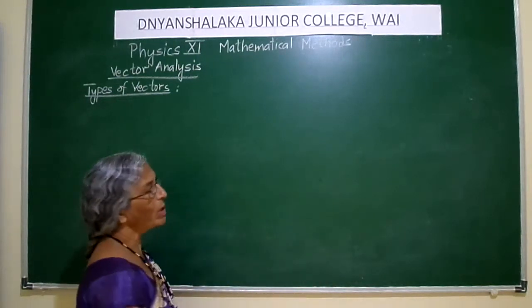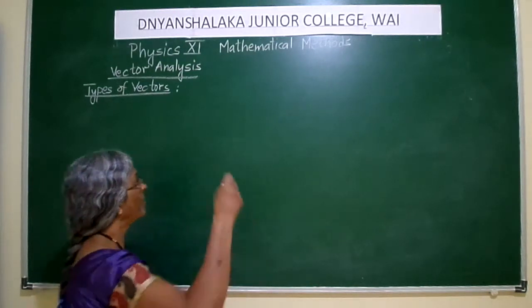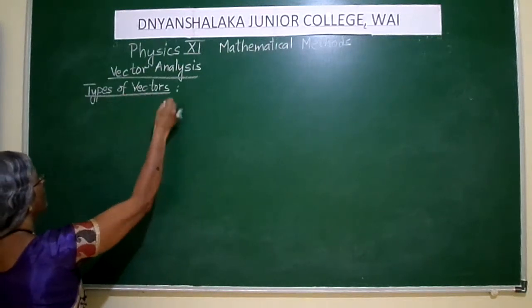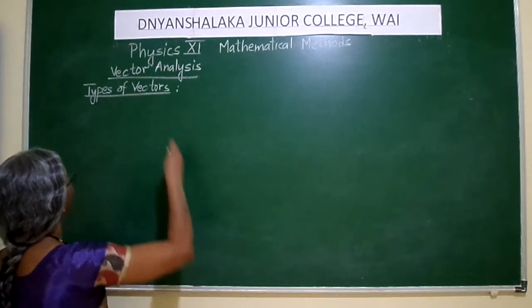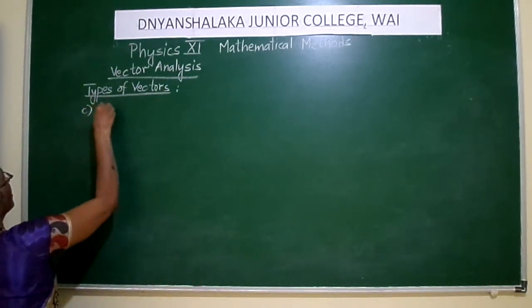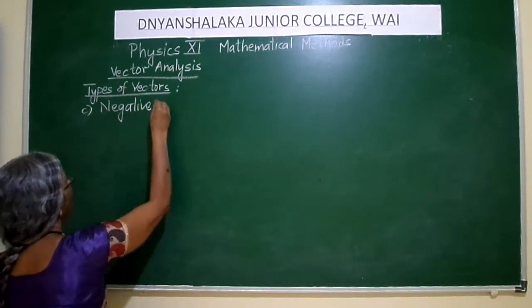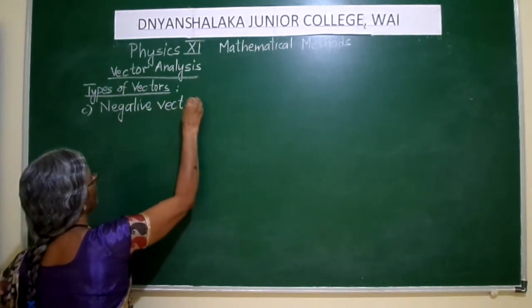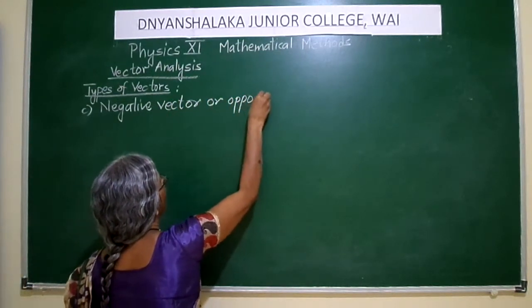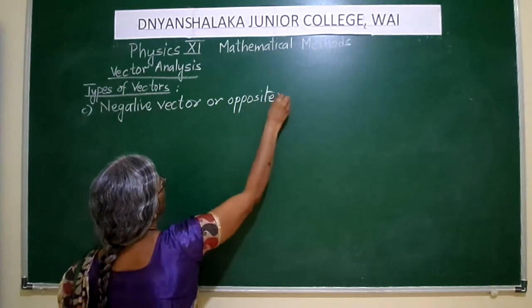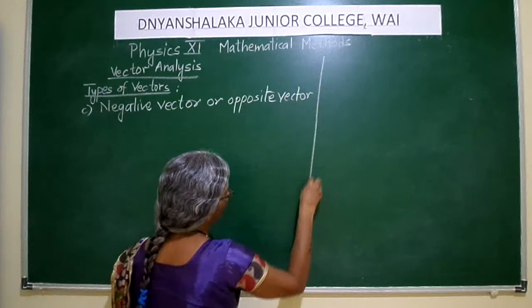Today we will go for the next type of vectors, in which firstly we are going to deal with what is a negative vector or opposite vector. So this is the third type of vector into consideration. Negative vector or opposite vector. Now what is a negative vector or opposite vector?